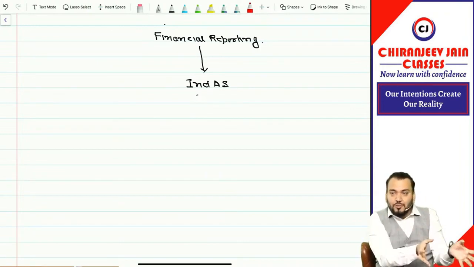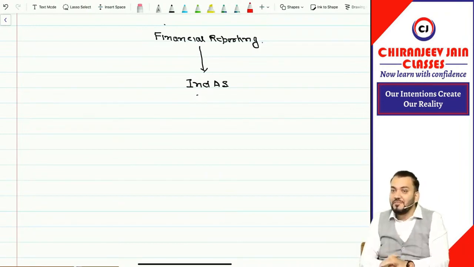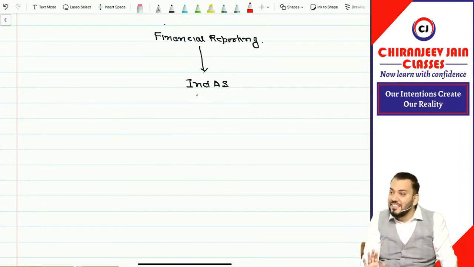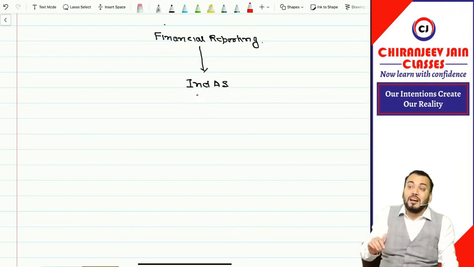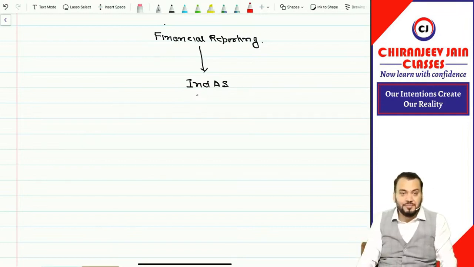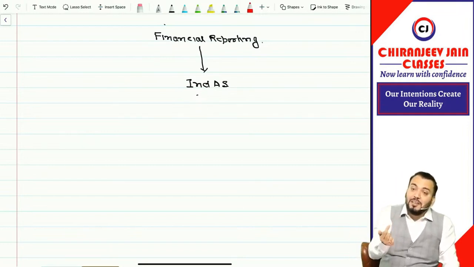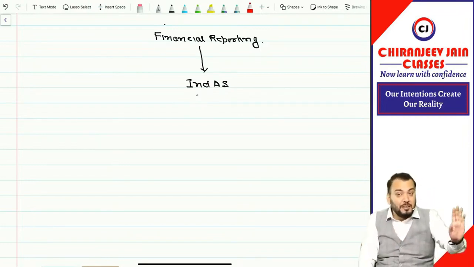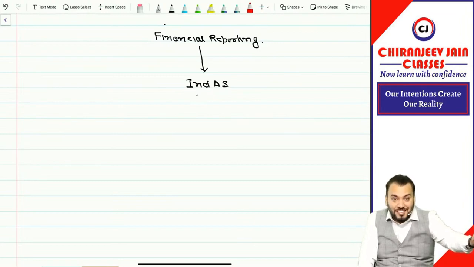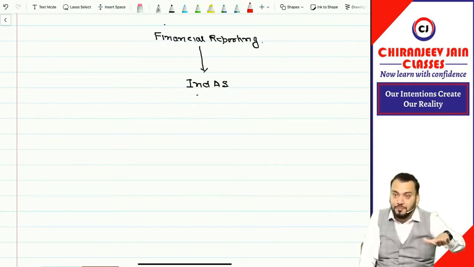There are some companies to which Ind AS will be applicable. There will be some companies to which AS will be applicable. So we need to understand to which companies AS will be applicable, to which companies Ind AS will be applicable. Correct. Means whatever you have done in CA Inter, that will be applicable to some companies. Means that syllabus is not obsolete. Means whatever you have done in CA Inter, that is also existing right now.